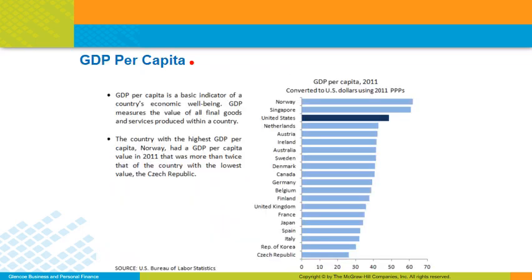Per capita means per head or per person, quite simply. The GDP per capita is a basic indicator of a country's economic well-being. GDP measures the value of all goods and services produced within a country. So we do not have the highest GDP. Norway does, followed by Singapore, and then there's the United States. The country with the highest GDP, like I said, is Norway, and one with the lowest GDP is the Czech Republic.